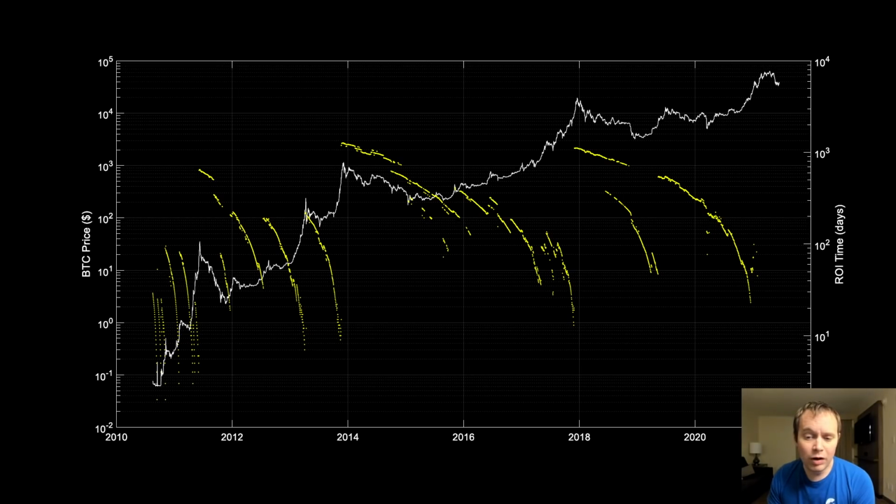Now, you might say, well, Ben, this is not true, because remember back in March of 2020? Well, again, this is just daily data. We're not taking into account wicks, when it went to $3,800 for like a second and was back above $5,000 before the daily close. We're just looking at daily closes over the entire lifespan of Bitcoin.